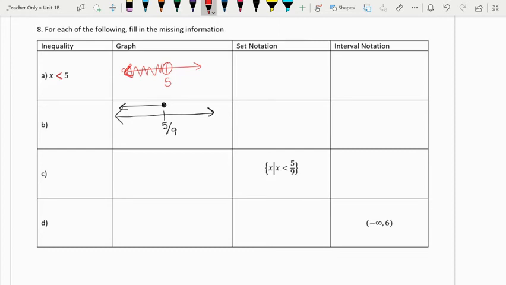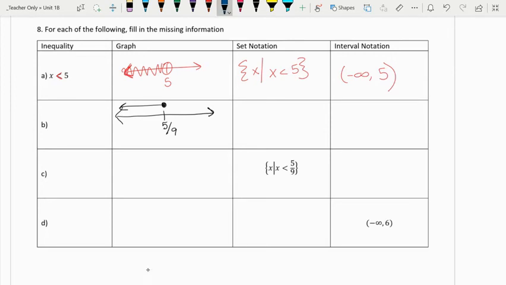So now set notation, nice and easy. We put x such that x is less than 5. Interval notation, start with the left. All the way to the left is negative infinity. All the way to the right is our number, which is 5. And that's a parenthesis because it is not included.